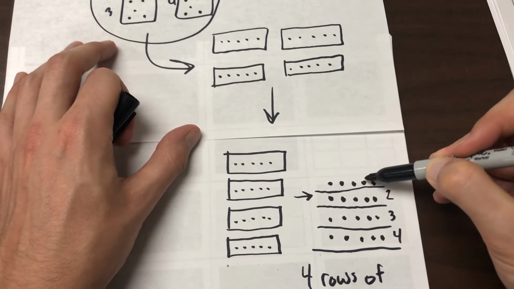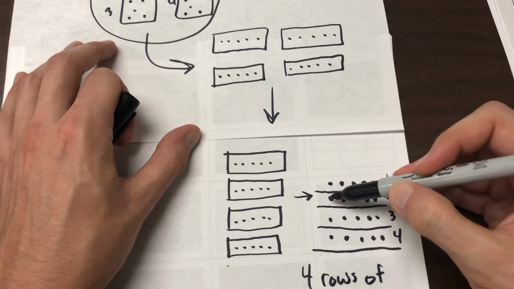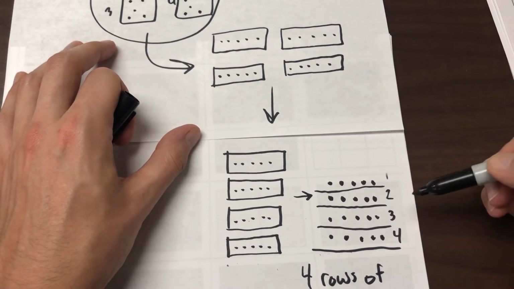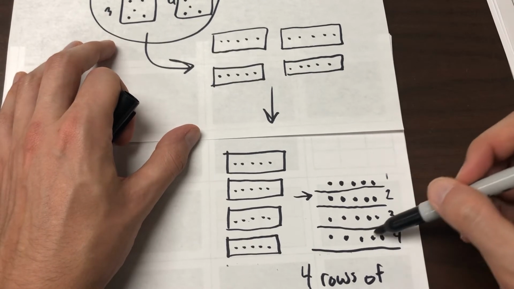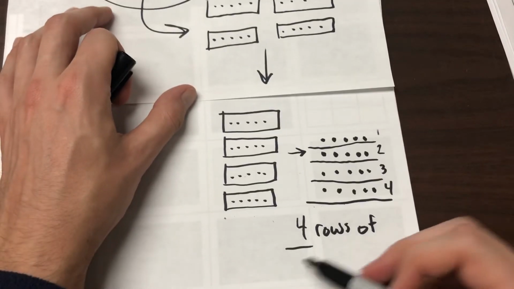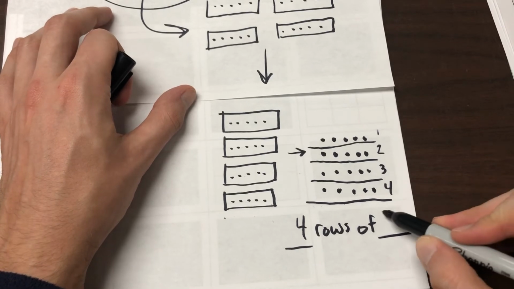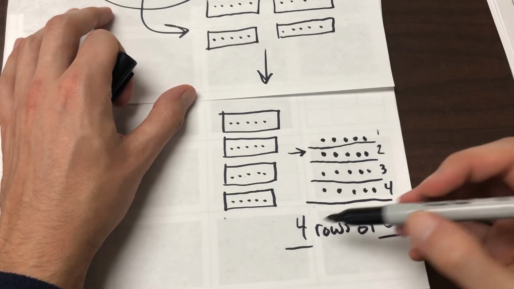1, 2, 3, 4, 5. Yep, there's 5 in this row. 1, 2, 3, 4, 5 in the second row. 1, 2, 3, 4, 5 in the third row, and 1, 2, 3, 4, 5 in the fourth row. So we've got 4 rows with 5 in each. So we've got 4 rows of 5.